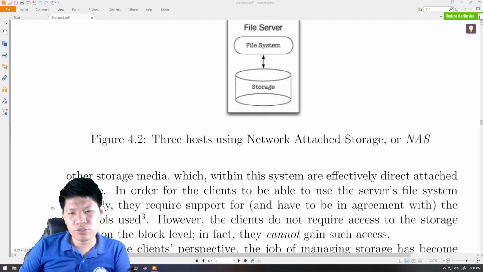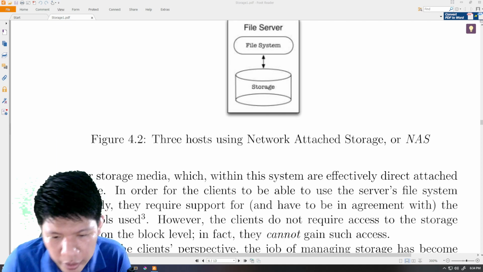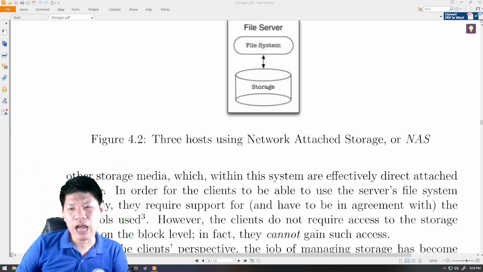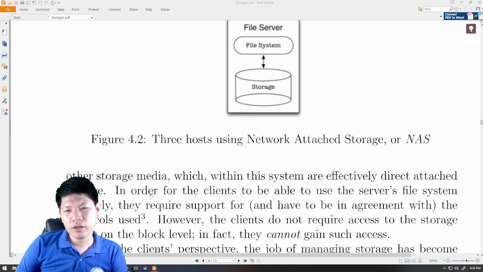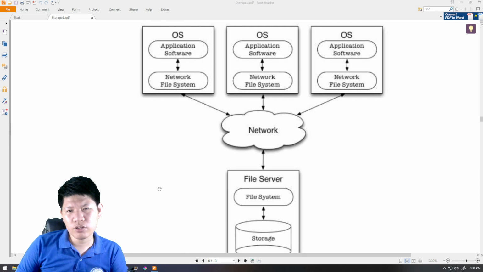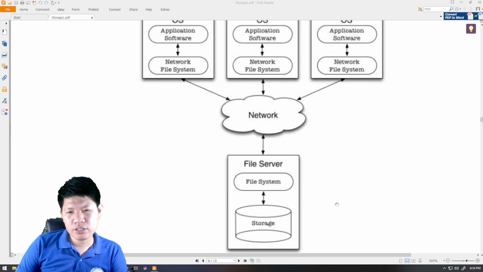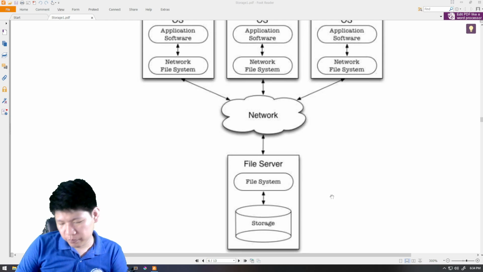In order for the clients to be able to use the file server remotely, they require support for the protocols used, or have to be in agreement, in the form of license or authentication and authorization. However, the clients do not require access to the storage media on the block level, and in fact they cannot gain such access. So this is the concept of network attached storage.